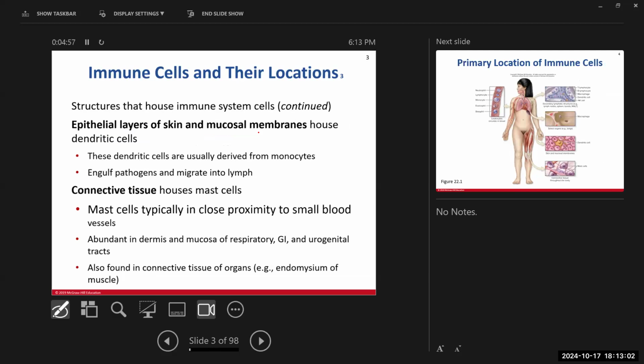All right, so where can we see some of these immune cells? In the epidermis, as mentioned, and mucosal membranes. Specifically, we've got a lot of immune structures in the mucosal membranes, right? Antibodies are proteins that are produced by plasma cells. Plasma cells at one point used to be B lymphocytes. They differentiated into plasma cells and they made antibodies.